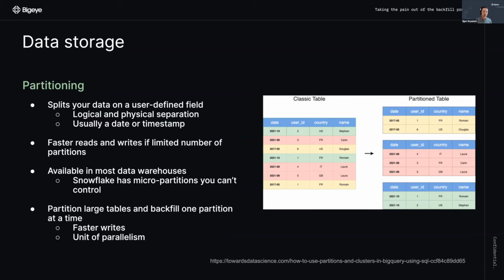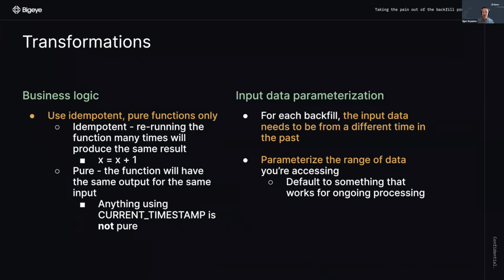So now that we know about how to store the data more efficiently for incremental processing and backfilling, let's talk about how to optimize our transformations for backfilling and incremental processing. There are really two parts to this that are important. One is how you're expressing the business logic in your data processing. And the second one is how you're accessing the input data for your transformations in your data processing.